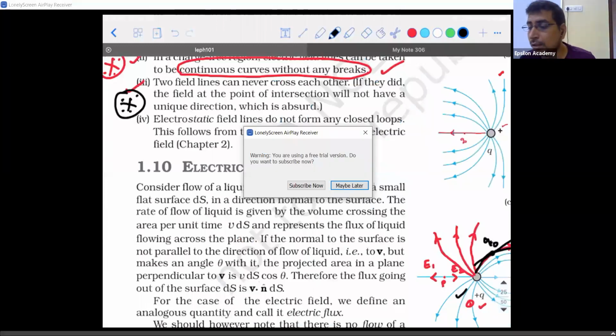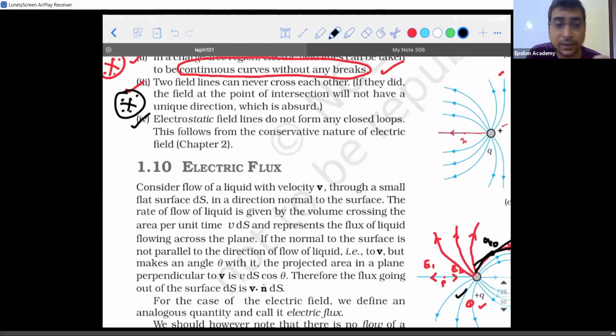Okay. Next, the last point is electrostatic field lines do not form any closed loop. This I have told you. This follows from the conservative nature of electric field that we will see in chapter 2. Okay. So have this point in your mind. Electrostatic field lines do not form closed loops. Is this point clear?